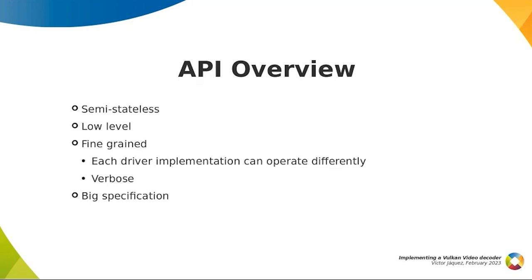Also, the API is very verbose. You have to specify a lot of things, and the specification is huge. I'm not a Vulkan developer myself. I just started part-time last year, and I still cannot process the whole spec yet.